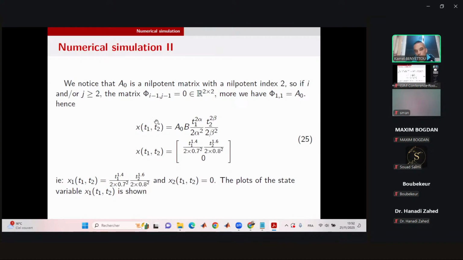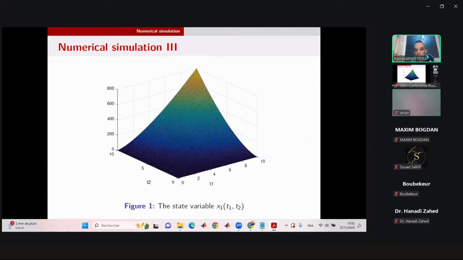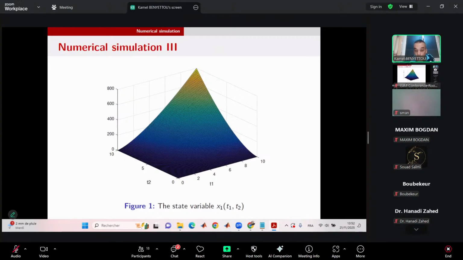So we can conclude a simple formula, x(t1, t2), is given by the following vector solution, and we can easily do the simulation of these vectors by MATLAB using the plot and fplot commands. The solution is given by the following figure: the first component of x, x1(t1, t2).